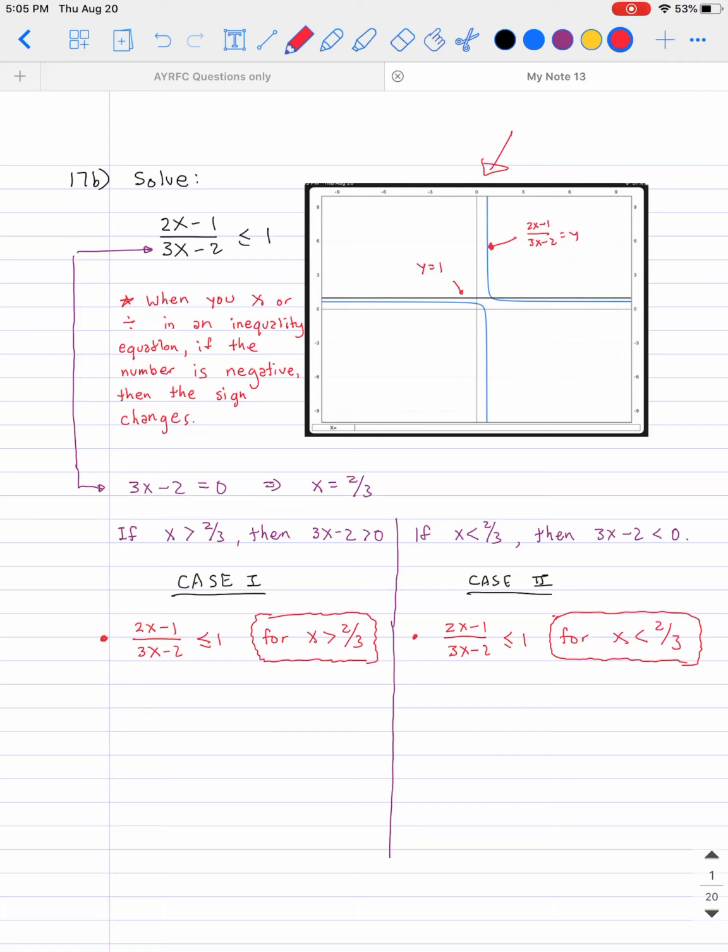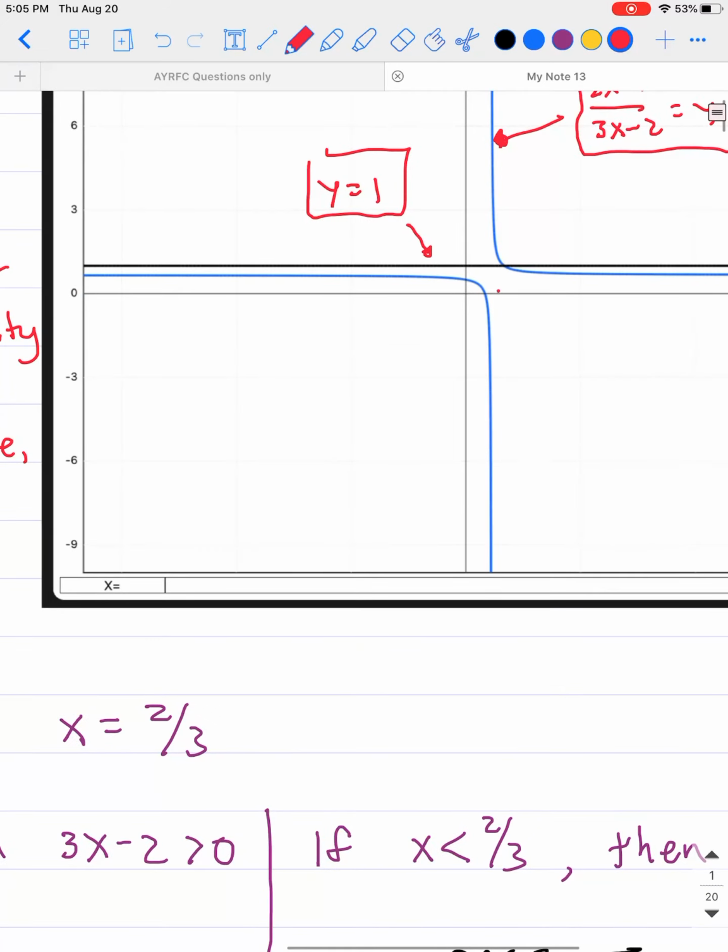So what I did was I went to my graphing calculator and I graphed y equal to (2x - 1) divided by (3x - 2). And I also graphed just the equation y equal to 1. And you can see where they intersect is at this small point over here.